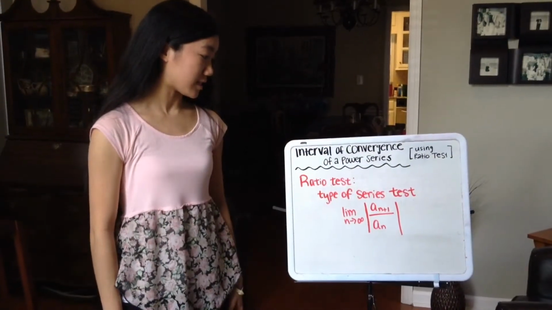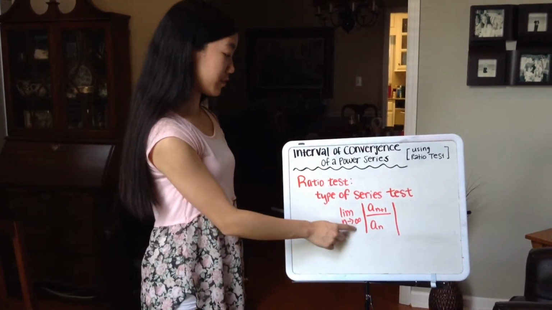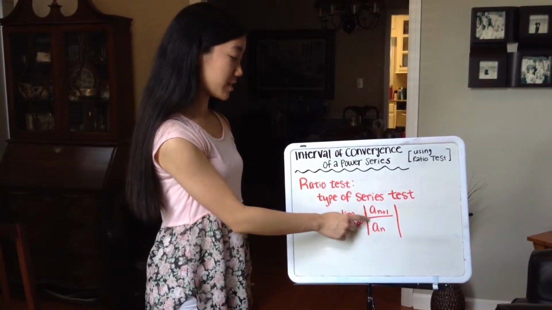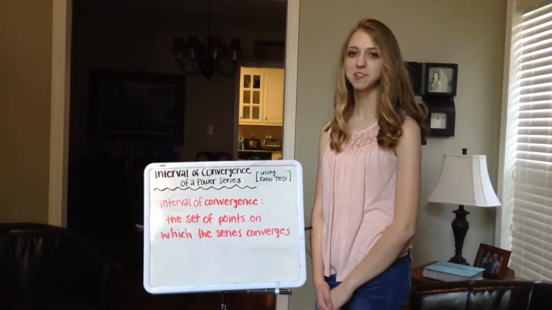The ratio test is a type of series test, and the form of this is the limit as n approaches infinity of the absolute value of a sub n plus 1 over a sub n. The interval of convergence is the set of points on which the series converges.